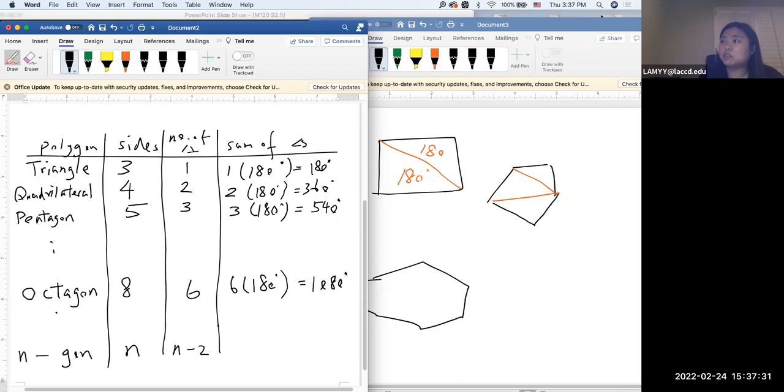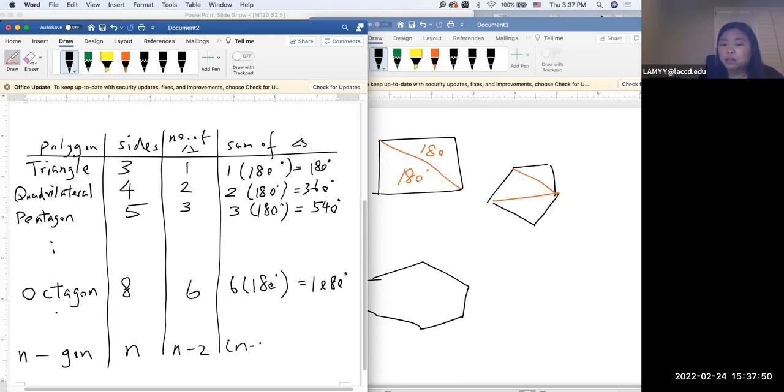Make sense to you guys? Okay, 3 sides, you have 1 triangle. 4 sides, you have 2 triangles. It's always subtract 2. 3 minus 2, you get 1. 4 minus 2, you get 2. 5 minus 2, you get 3. 8 minus 2, you get 6. So here, the number of triangles in general will be n minus 2.